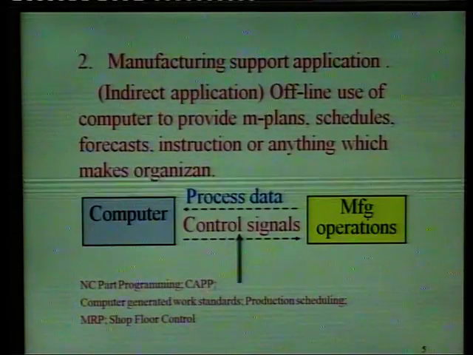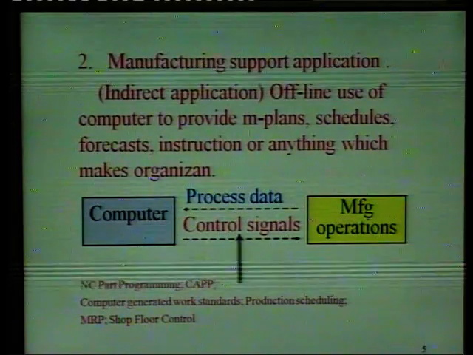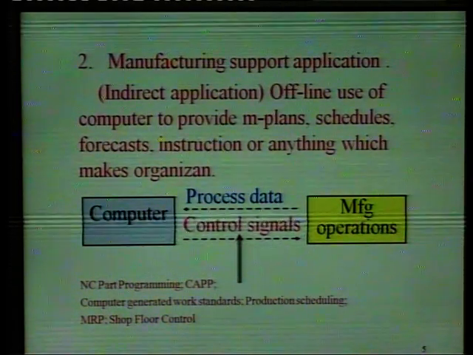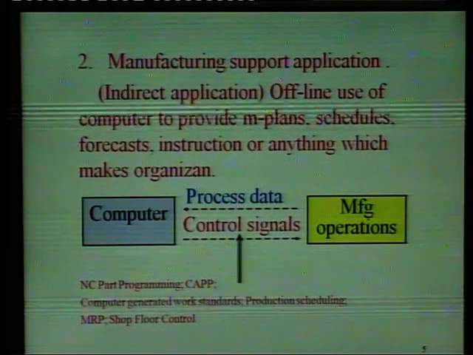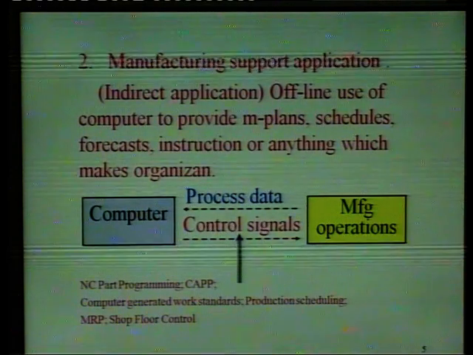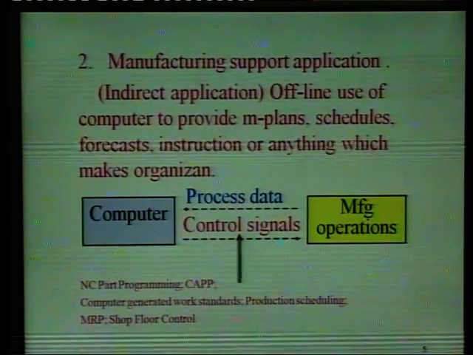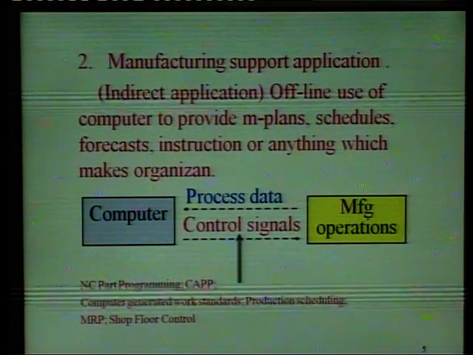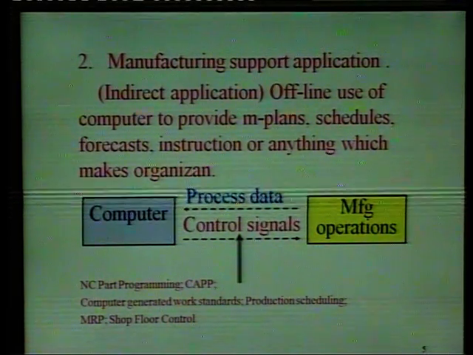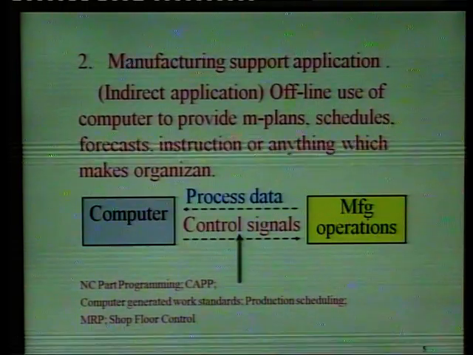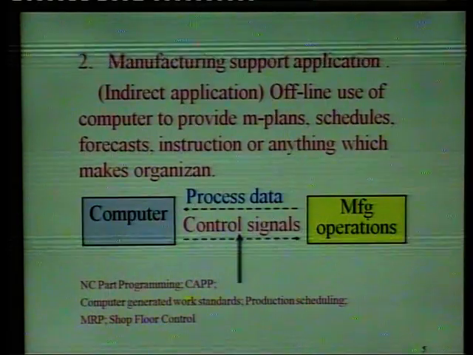It has been shown in the diagram by the dotted lines, the process data is obtained offline from the manufacturing operations and it is processed, and control signals are also shown dotted. It shows that the results of the computers are used for manufacturing operations offline. So, some examples of manufacturing support applications are numerically controlled part programming methods, CAPP, computer aided process planning, computer generated work standards, production scheduling, MRP, material requirement planning, shop floor control, etc.